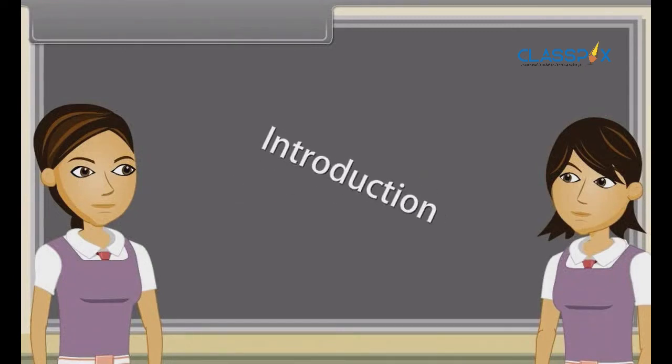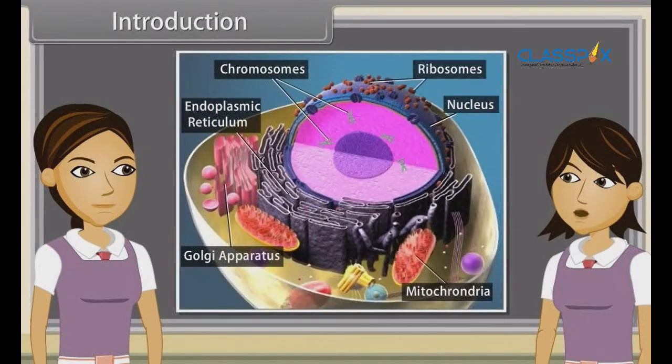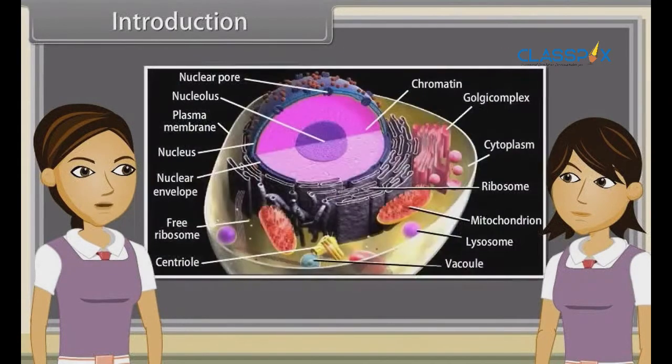Introduction. Hey Ankita, we have discussed structure of endomembrane system, endoplasmic reticulum, Golgi apparatus, lysosomes, vacuoles, mitochondria, plastids and ribosomes. I think we have completed all the topics. No, Madhuri, there are some more topics to be learned. They are structure of cytoskeleton, cilia and flagella, centrosomes and centrioles, nucleus and microbodies. So come, let's know about them in this module.